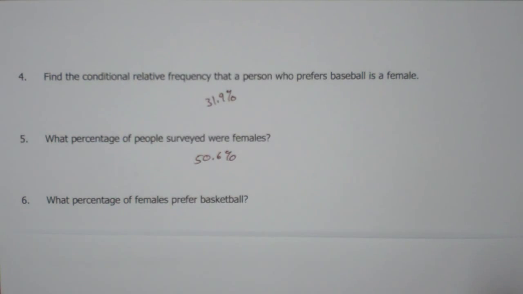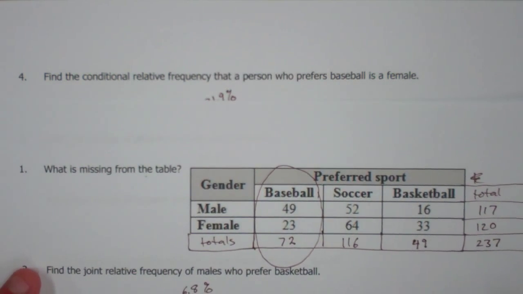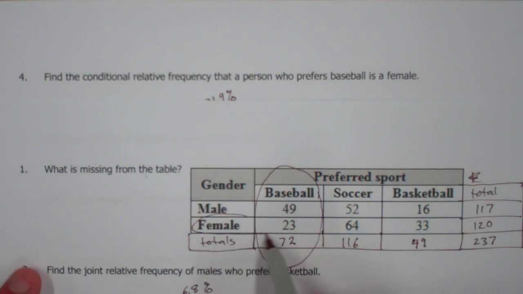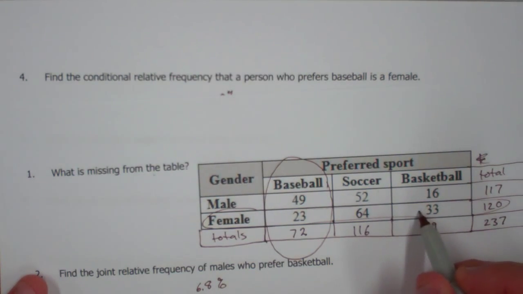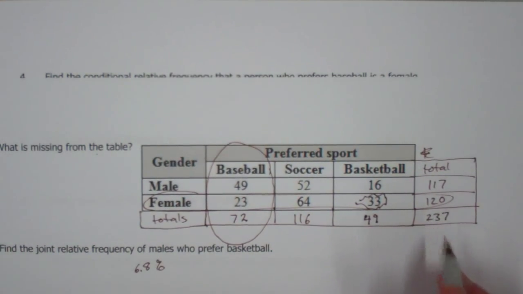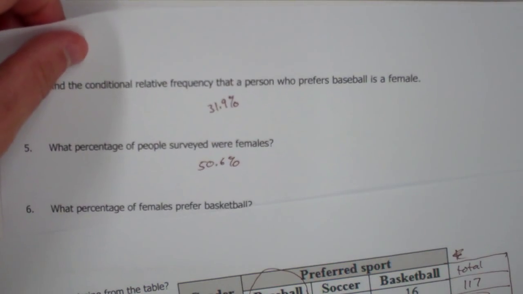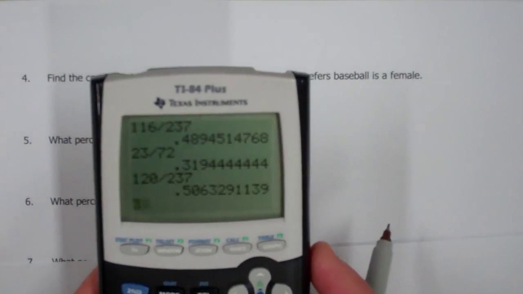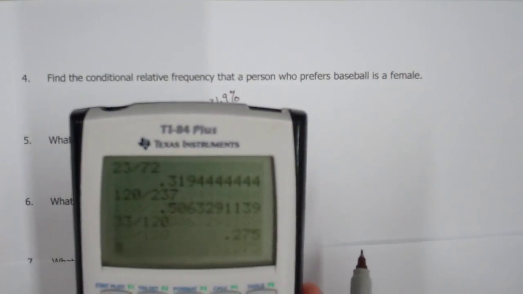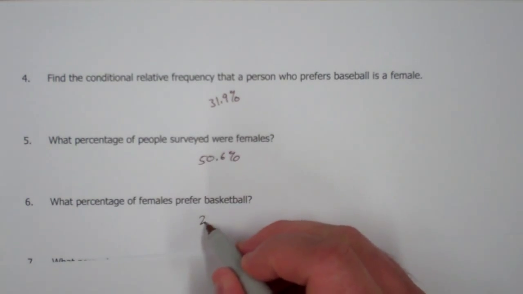What percentage of females prefer basketball? So we're only looking at females, and so this is going to be a conditional one. So we're looking here at females only, and females that prefer basketball. So we're looking at this number right here, and that's 33. We'll divide that by 120. Oops, moving stuff all over the place here. Hopefully it's not giving you vertigo. All right, we've got 33 divided by 120, and that's 27.5%.